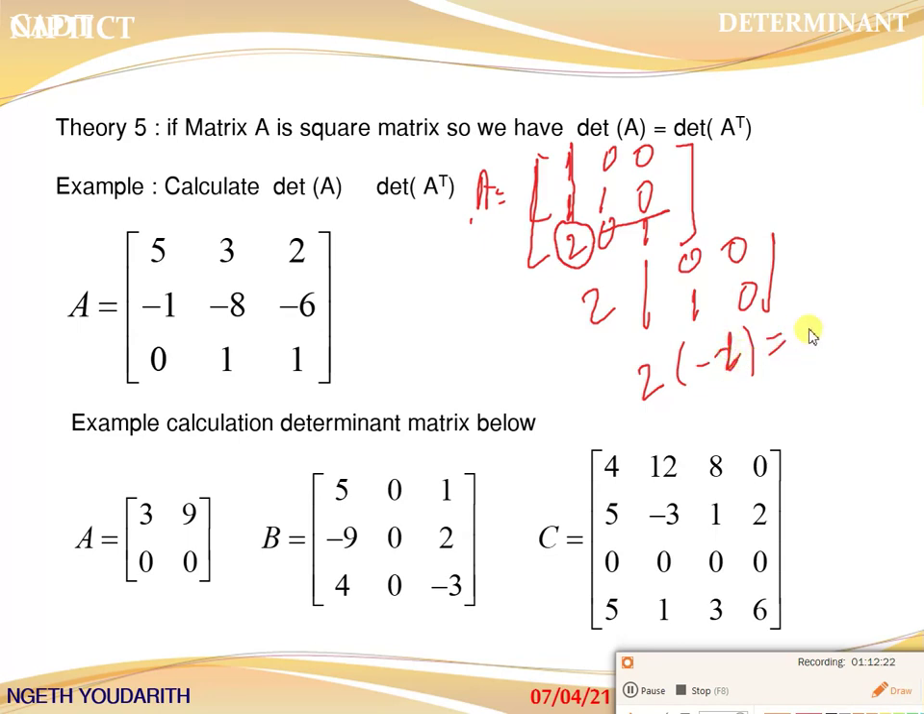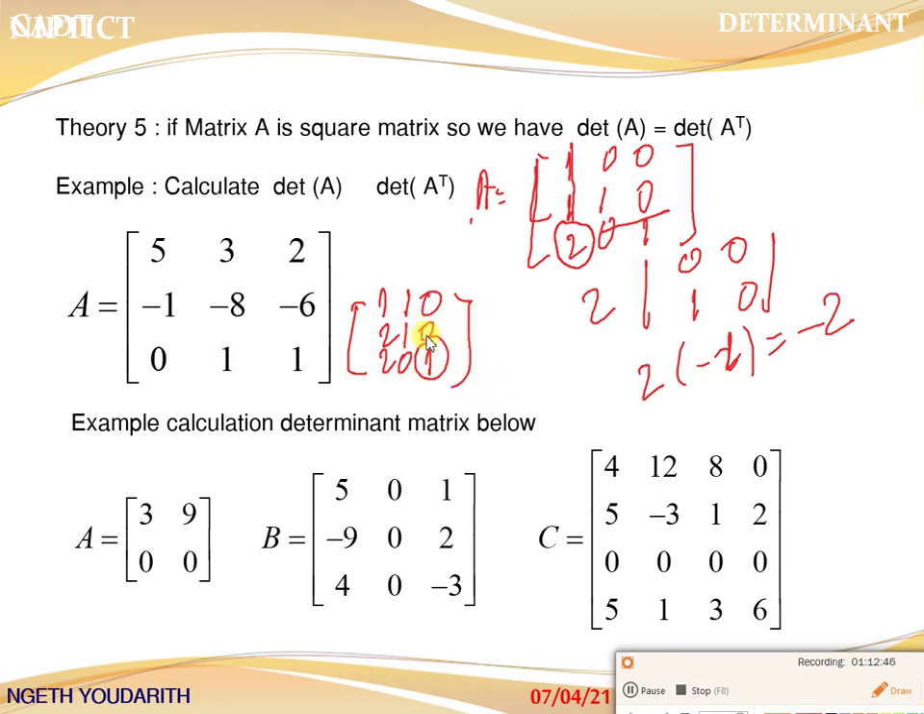Minus 1 is minus 2. So this determinant is minus 2. And for an example, I have the matrix 1, 1, 0, 2, 1, 0, and 2, 0, 1. So I can find it by this one.